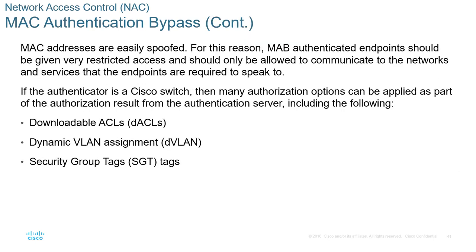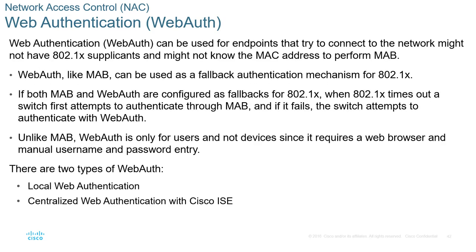So the MAC addresses are easily spoofed. For that reason, MAB authenticated endpoints are given very restricted access control and should only be allowed to communicate on the network and services that the endpoints actually require. Basically, we have things like downloadable ACLs, dynamic VLAN assignment, or security group tags, SGT-based tags. All of this basically means that the endpoint is going to be segregated so that it cannot be interacting with other devices. That is the design preference. However, that's not what's always done, but that is definitely a tool that should be deployed.